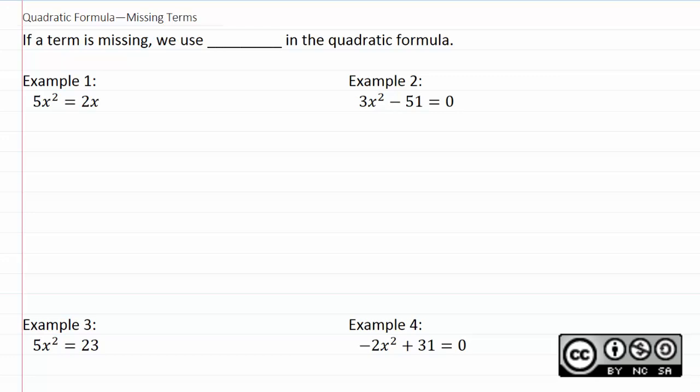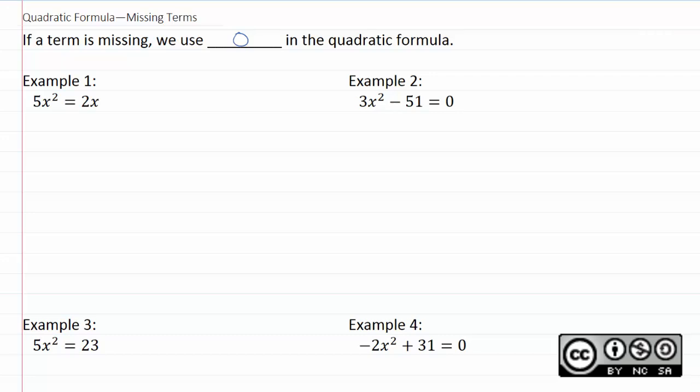To finish off the quadratic formula, let's talk about what happens when we have missing terms. If any term is missing, and it's always going to be B or C, either way, you just use 0 in the quadratic formula. Now sometimes it's actually not necessary or even desirable to use the quadratic formula. Sometimes there are other methods that are easier.